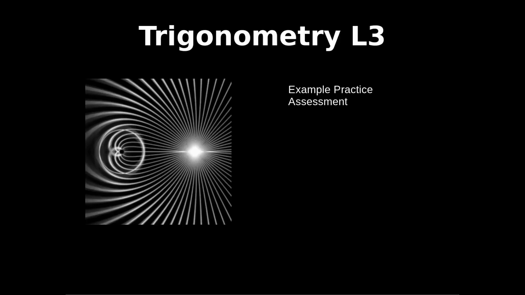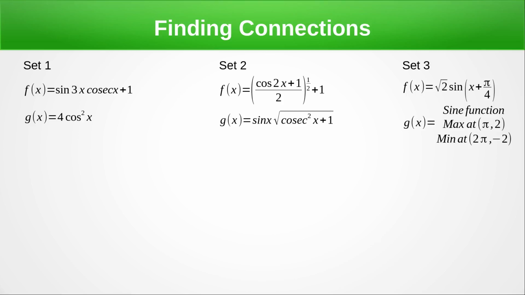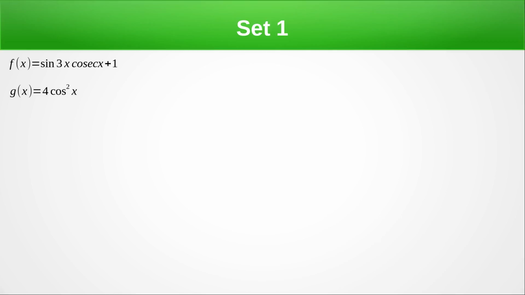In this video, I'm going to work through a trigonometry level 3 example practice assessment. It will be the abstract kind. So this assessment has three sets of equations, set 1, set 2 and set 3. In each case we have to describe the relationship between f of x and g of x. So let's consider the first pair.